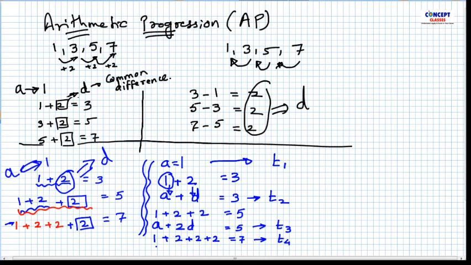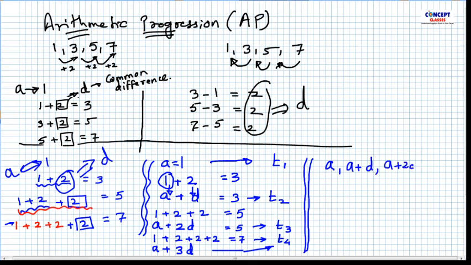So how can we write this? 1 is A, plus 1 2 3, that means 3D, 3 times D, is it or not? And this is my fourth term. So let me again go into a little detail, step by step. This is another way of writing. First term is A, then second term is A plus D, third term is A plus 2D, fourth term is A plus 3D. Is it or not? This is what we have written here. See, T1, T2, T3 and T4.